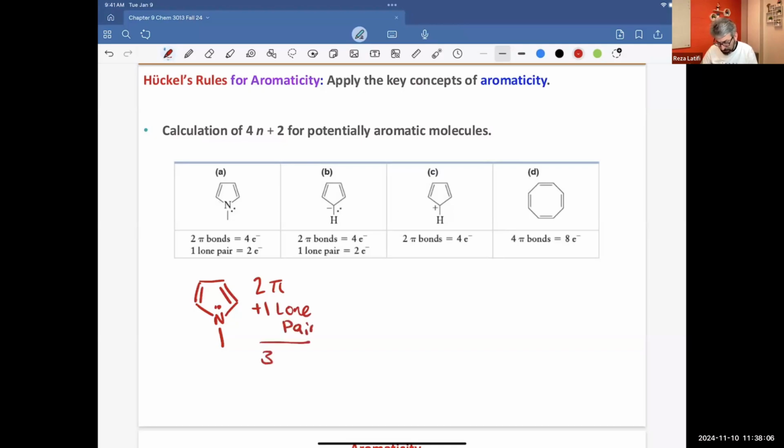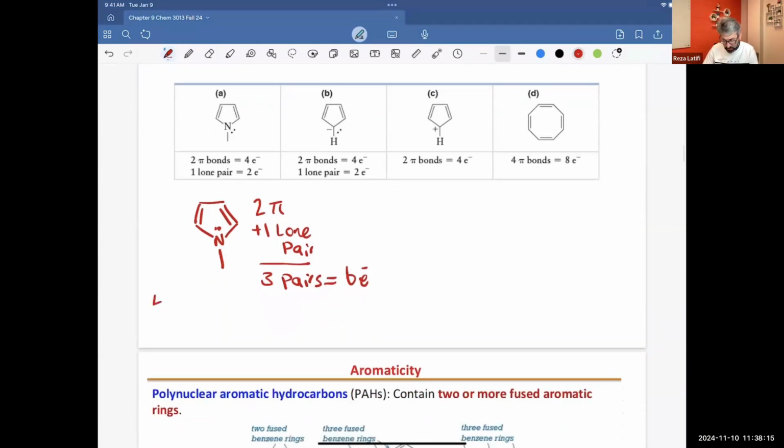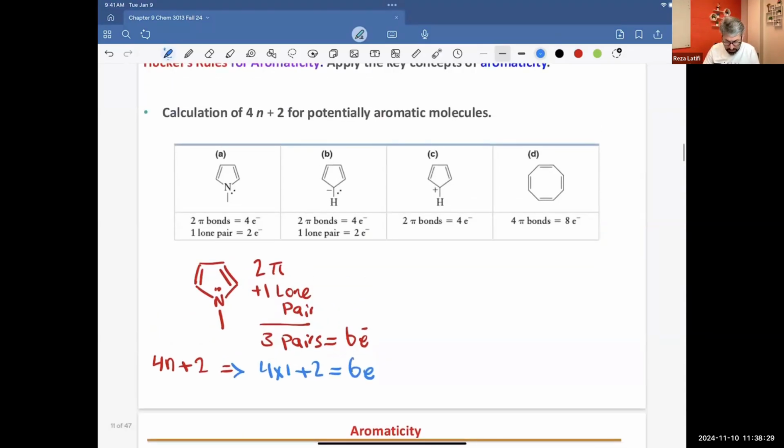So technically we have 3 pairs inside the ring. That means we have 6 electrons. Now that we have 6 electrons, I'm going to say 4n plus 2, if n is equal to 1, then we get 4 multiplied by 1 plus 2 electrons, that's going to be 6. So this molecule is aromatic. So aromatic, yes or no? Yes, this molecule is aromatic.